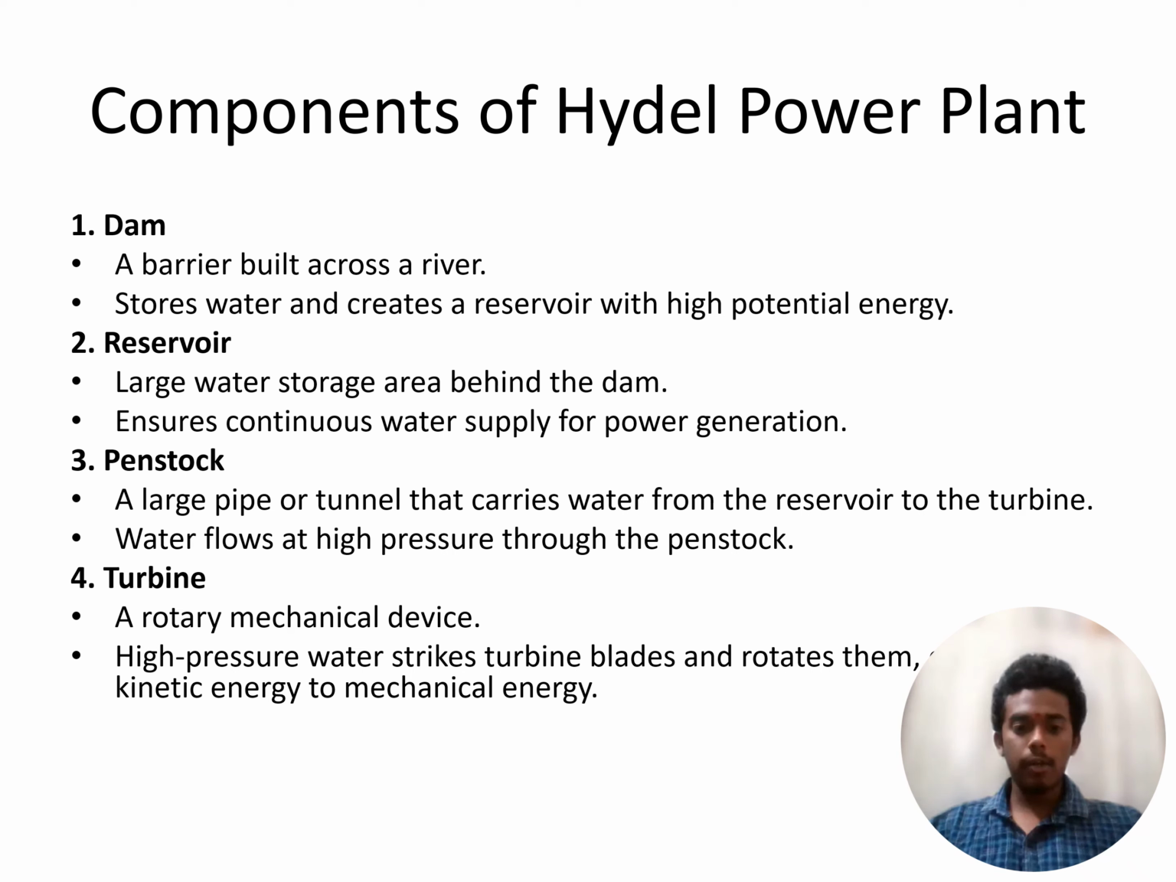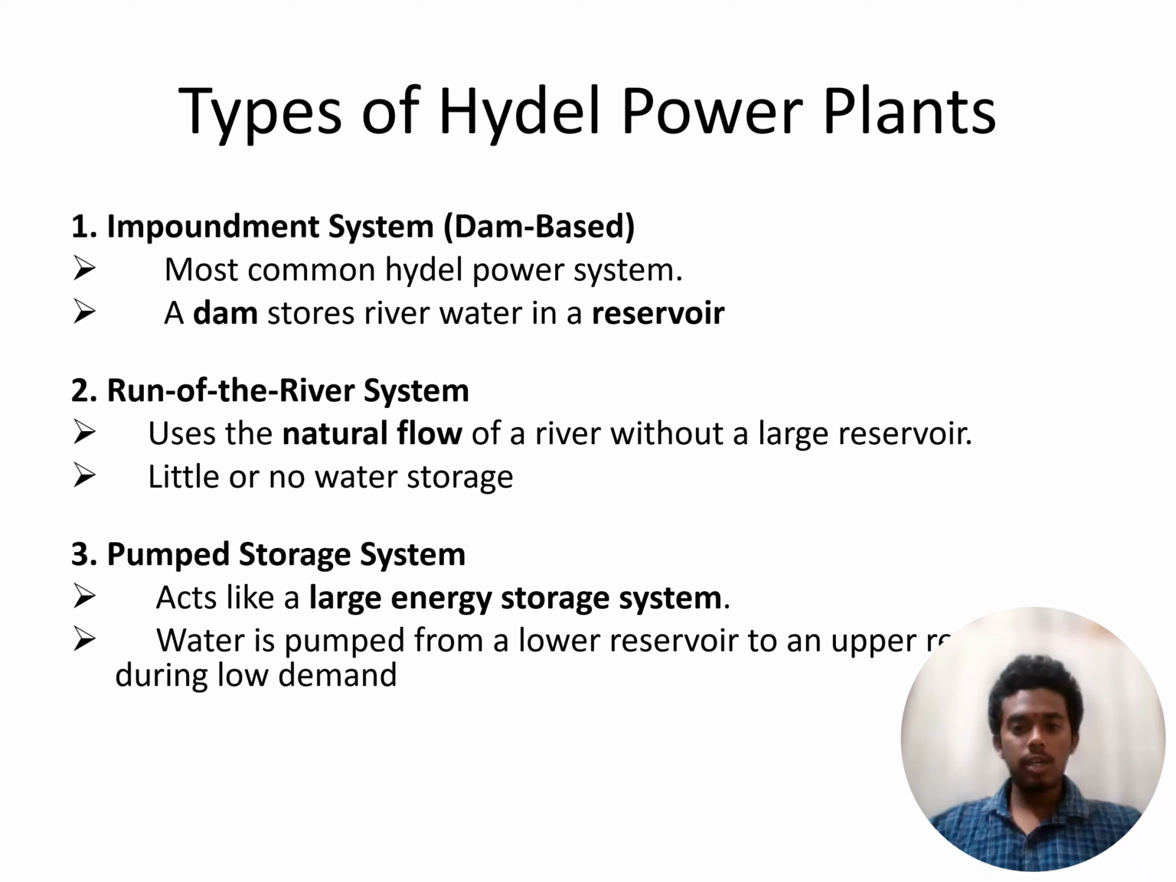And next, turbine, a rotary mechanical device. High pressure water strikes turbine blades and rotates them, converting kinetic energy into mechanical energy. And next, the types of hydel power plants. Impoundment system, dam based, the most common hydel power system. A dam stores river water in a reservoir. And run of the river system uses the natural flow of a river without a large reservoir, with little or no water storage.